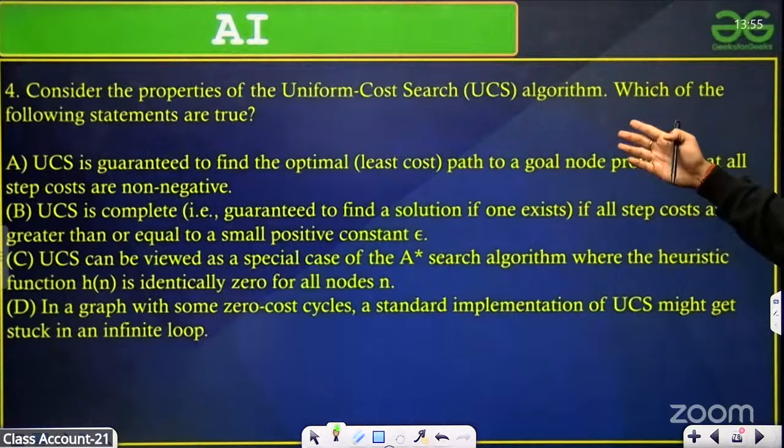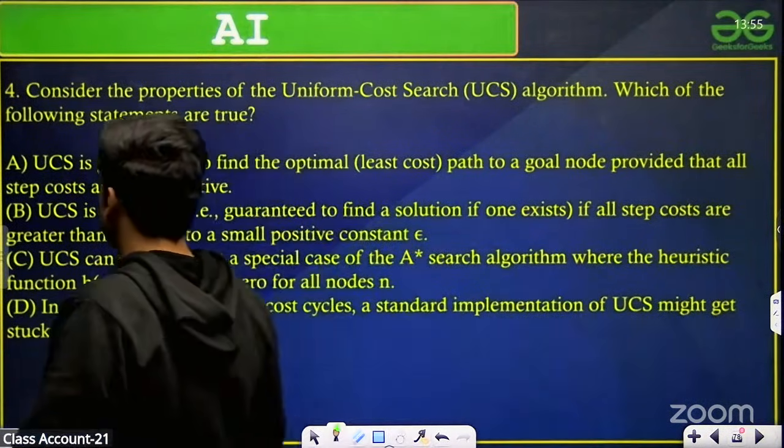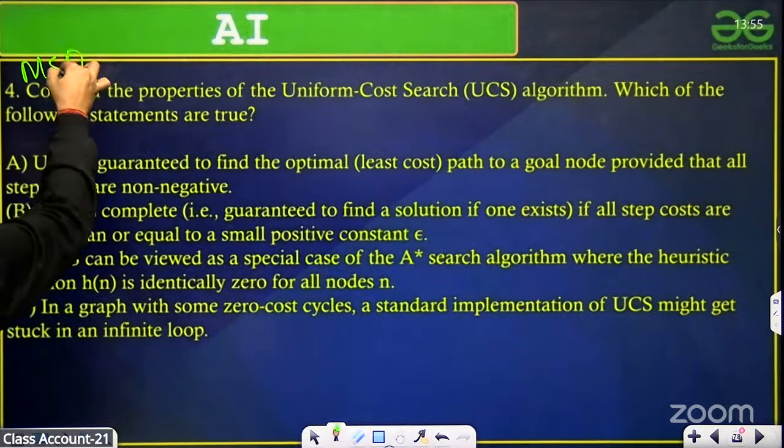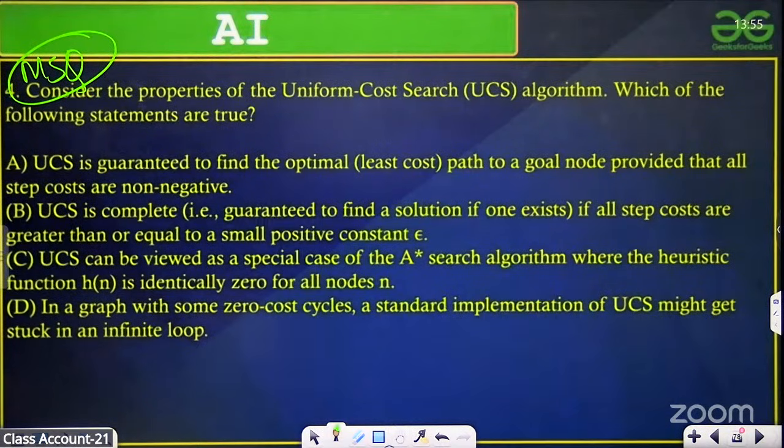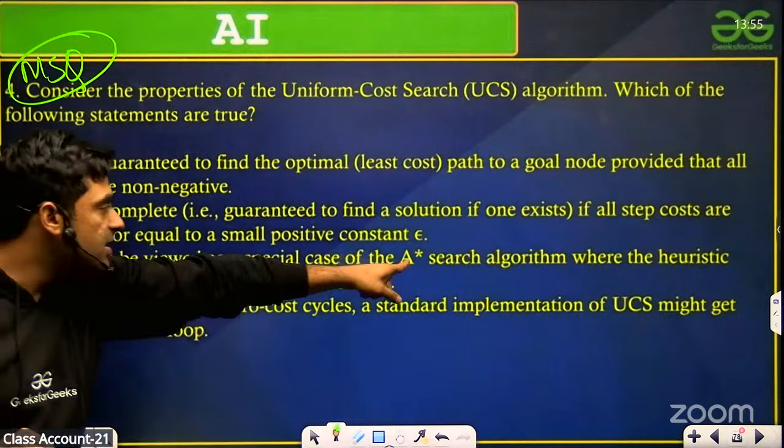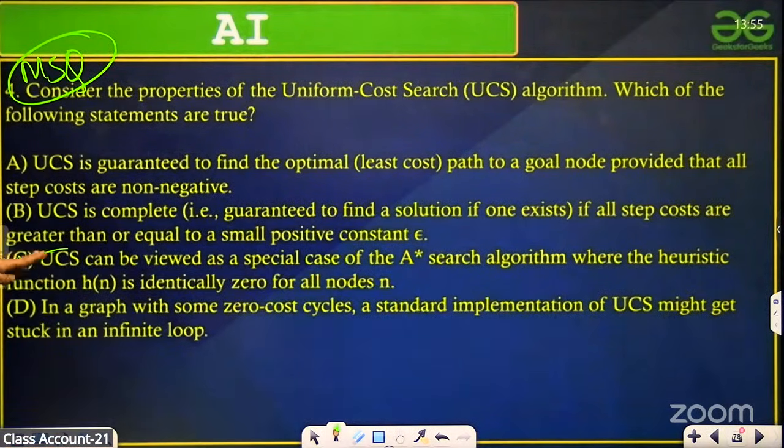Okay, now what is the answer for question number 4 if it is an MSQ question? Tell me the answer for question number 4 if it is an MSQ question. Okay, take option C as correct. Since you do not know the A star algorithm, take option C as correct. I would assume option C as correct.